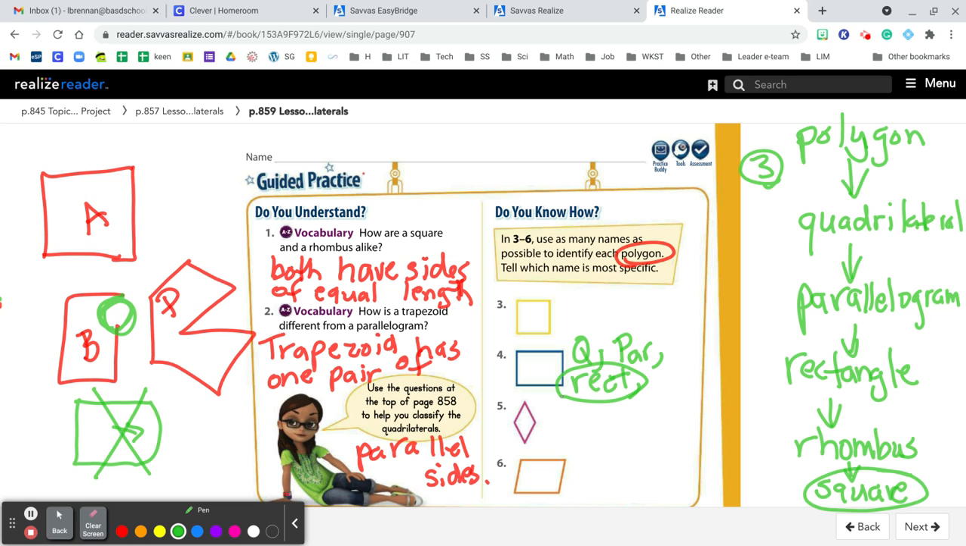Number 5, we're going to call that a quadrilateral, 4-sided shape. It's also a parallelogram, set of parallel sides. It's a rhombus because all sides are equal. And the specific name for that would be the rhombus. And for number 6, again, quadrilateral, parallelogram. And we just kind of stop there with that. 6 is just called a parallelogram. There's no special name for a rectangle that's kind of been pushed over a little bit. It's just called a general parallelogram. So there you go.